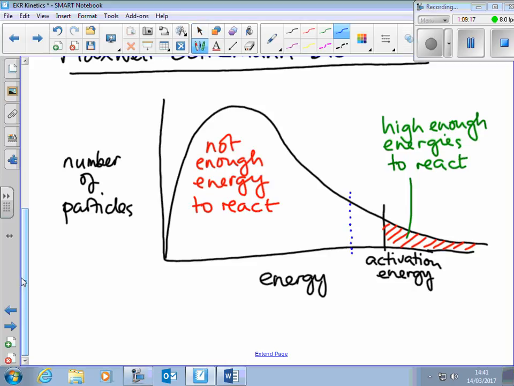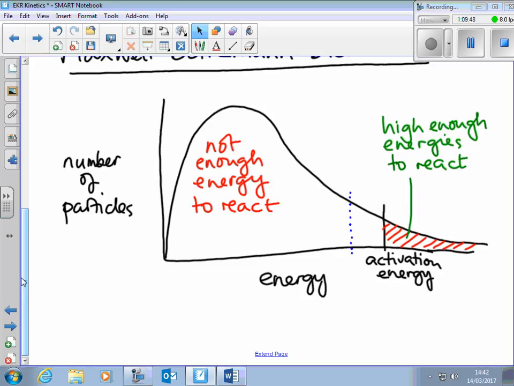I don't think I'd put it on this one because I'll do it separately, but if you add an enzyme or a catalyst and your activation energy is now at a lower energy, then immediately more of your particles have got the energy required to react. So the Maxwell-Boltzmann distribution is a useful way of illustrating why certain factors have an impact on the rates of reaction. All right, so we will need that as we go ahead.